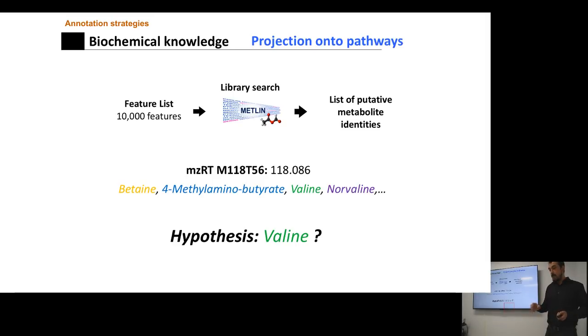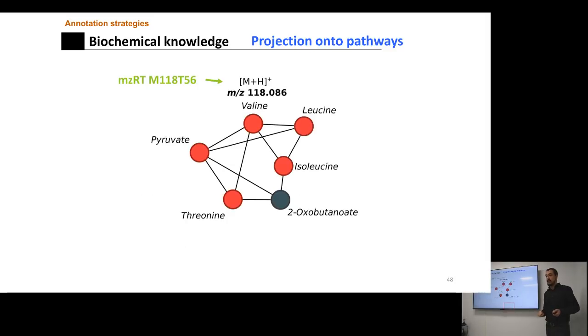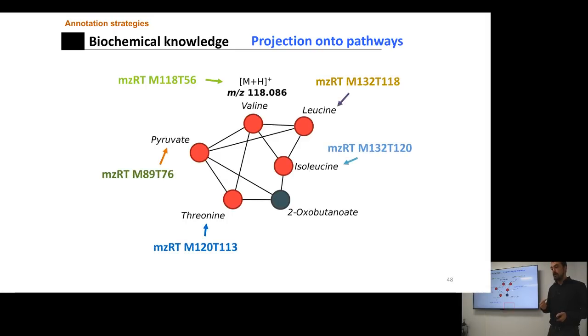So let's assume now that this feature could be valine. Okay, we take valine and we project valine into its corresponding pathway. Now we see that there are other dysregulated features that could be attributed to other metabolites that are close to this valine, to this compound. Therefore, this makes more sense from the biochemical point of view. So we can assume that this feature is in fact valine, and that the other dysregulated features are those compounds that they claim to be.